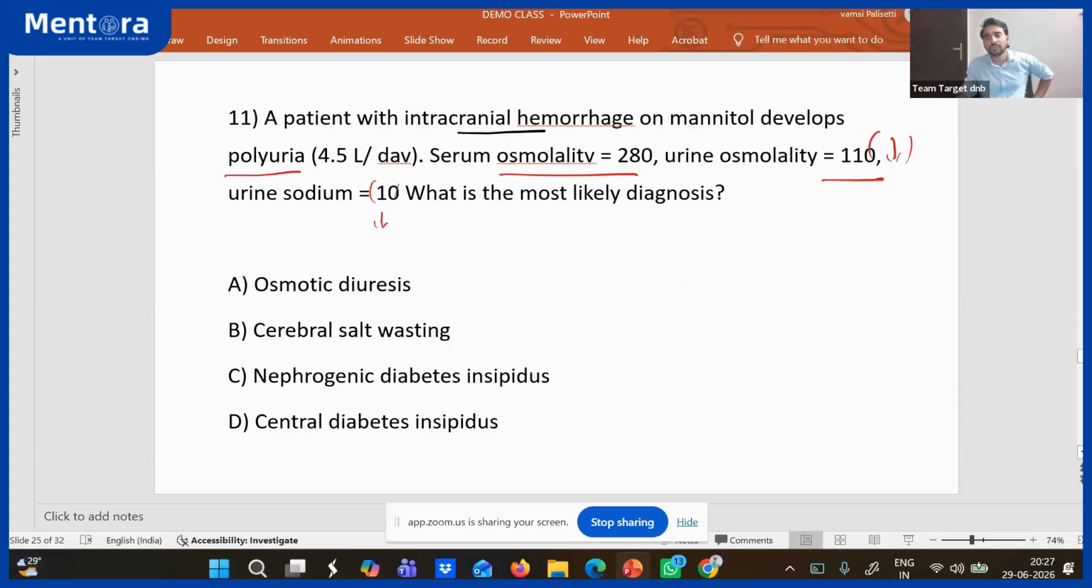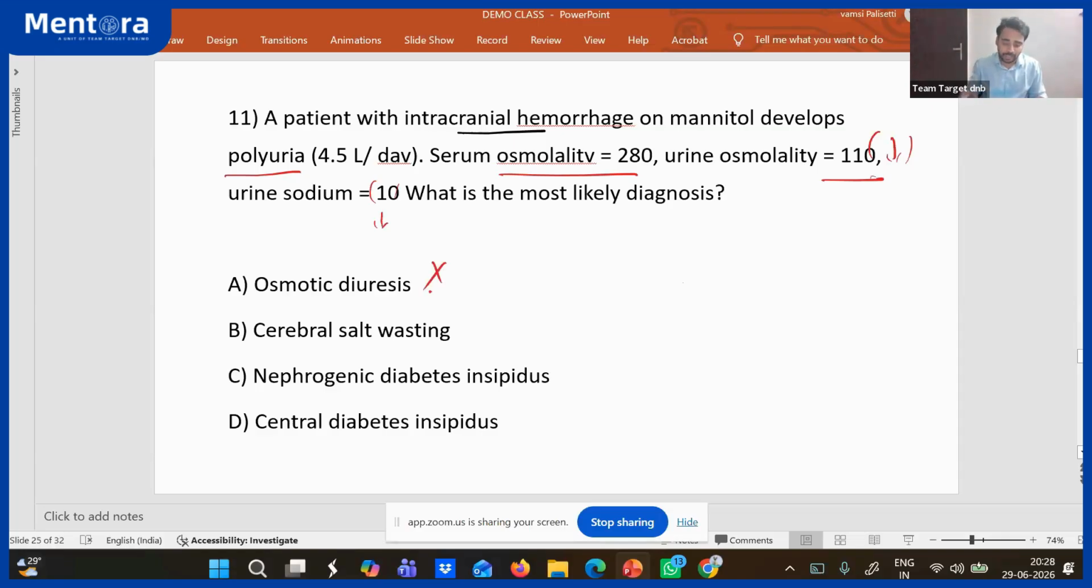Okay, you don't know anything now. You don't know what this is, what the question is, and how to approach it. Let us see. Osmotic diuresis. Osmotic diuresis means when you give mannitol, it is causing diuresis. If osmotic diuresis is happening, what is going to happen here? Urine osmolality should be high, but urine osmolality is low here, so it is not that.